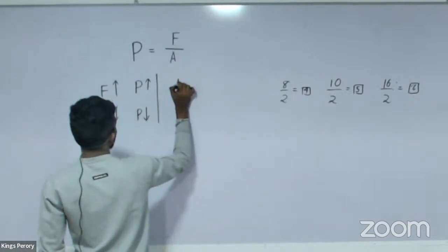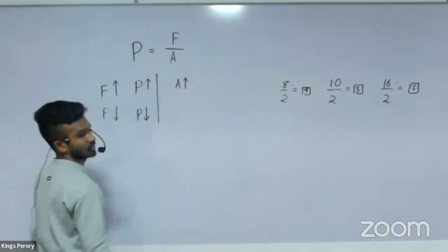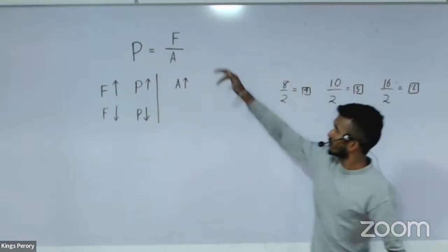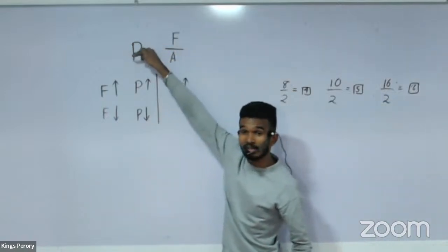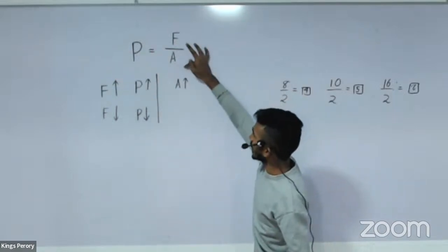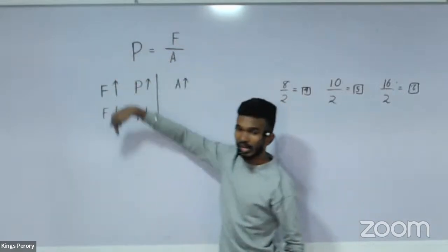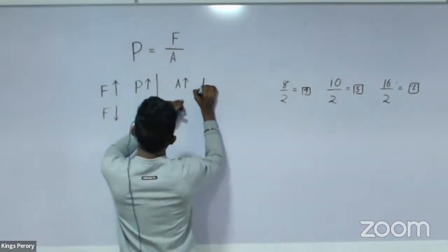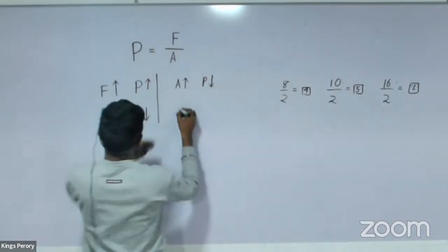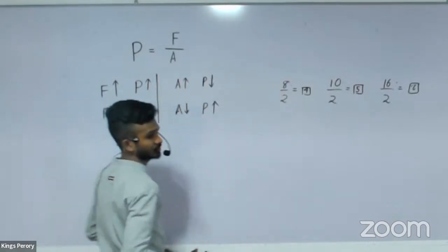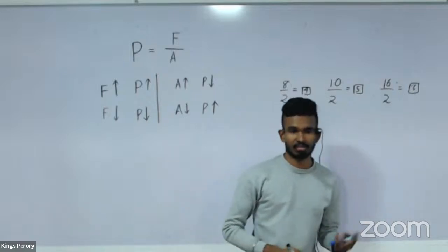Got the point there? One more point. If I increase the area, the divisor is increased. If the divisor is increased, the final value will decrease. Opposite connection. When the divisor is increased, the final value will decrease. There you go. Area increased, pressure decreases. Area decreases, pressure increases. Got the point there?